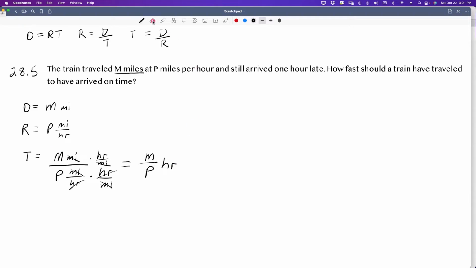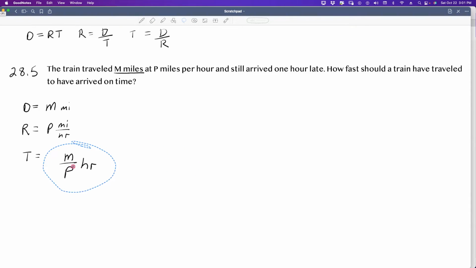All right, so I'm going to erase all this and move this back over here so we can see it a little bit better, so we have more room. So to arrive on time, the train will have to travel the same distance in 1 hour less.